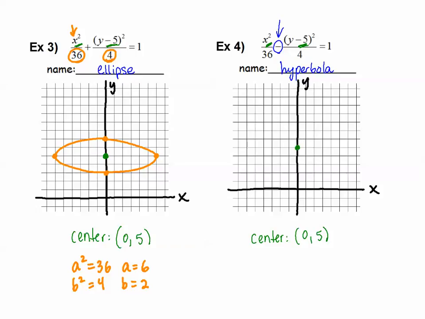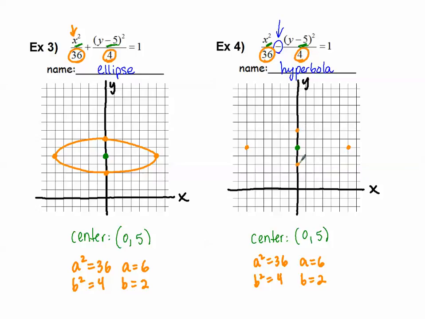Similar to the ellipse, under the x is 36. So a squared is 36. Again, a is 6. Under the y is 4, so b squared is 4, and therefore b is 2. Again, we're going to go out 6 units, 1, 2, 3, 4, 5, 6 in the x direction, 1, 2, 3, 4, 5, 6 to the left, and 2 units up and 2 units down.